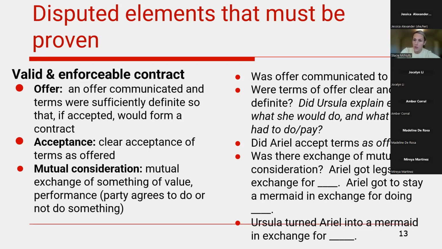So here's how, when I went into the more descriptions about these elements of the cause of action, you have to think about how they might be met or not met. So for an offer, was the offer communicated to Ariel? I mean, maybe it wasn't. Were the terms of the offer clear and definite? So, for example, did Ursula explain exactly what she would do and what Ariel had to give to her or do? Acceptance, did Ariel accept the terms as they were offered, or did she try and change things? And then consideration. So Ariel got legs in exchange for what? Ariel got to stay a mermaid in exchange for what? And then Ursula, she turned Ariel into a mermaid in exchange for her voice.